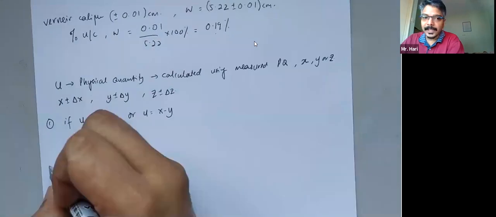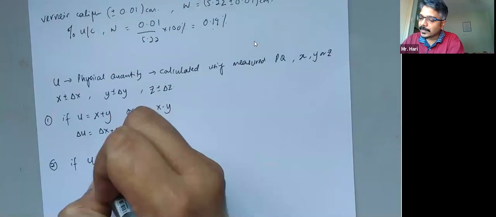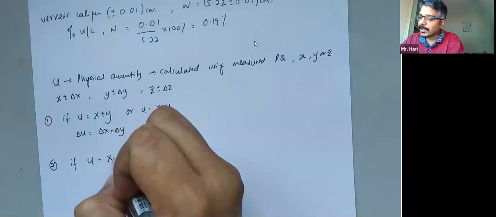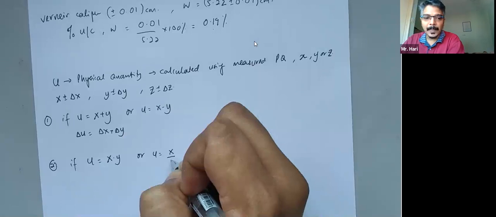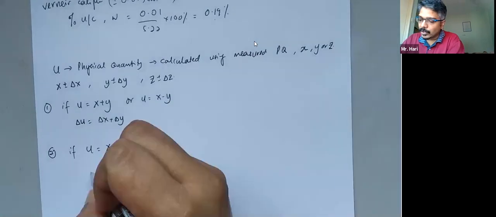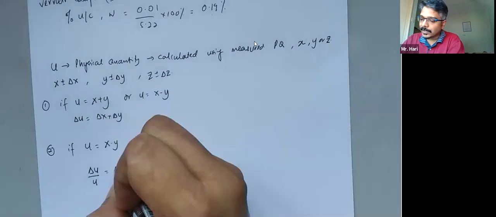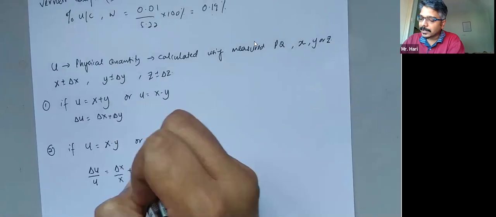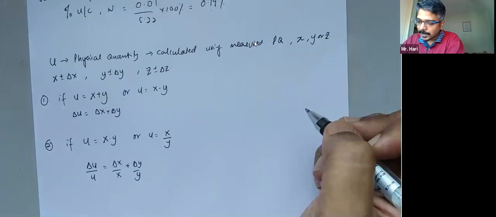Now for the second case, if U is X times Y, or U is X divided by Y, then the absolute uncertainty, delta U over U, equals delta X over X plus delta Y over Y. So this is the fractional uncertainty.